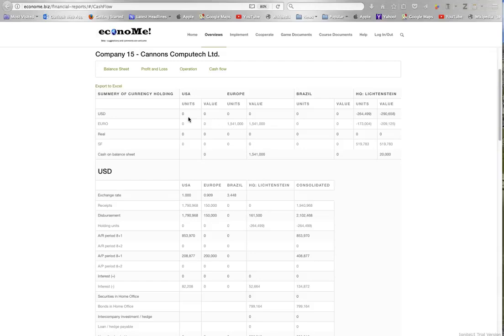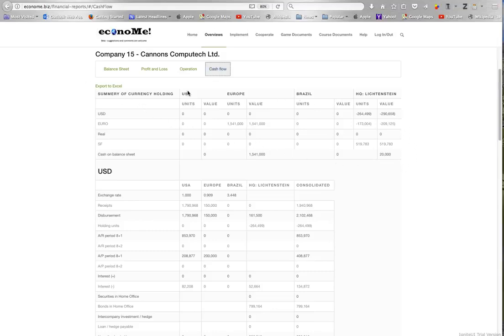This tutorial will cover the cash flow report, the first section of the cash flow report, which is made up of actually 5 sections, 4 of them being very similar. In the cash flow report, which you can also export to Excel, we have a first table which is right here.